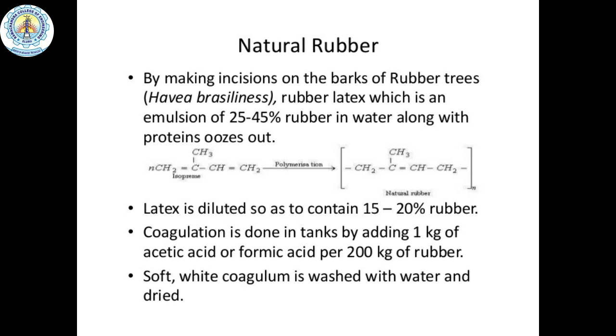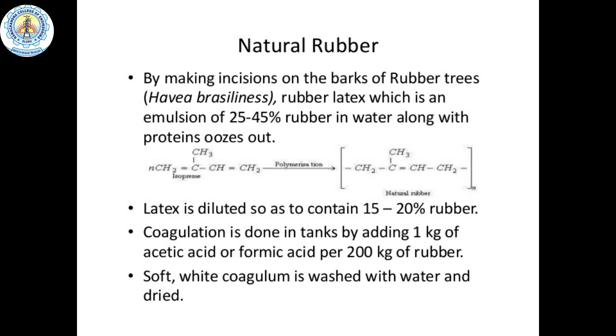That latex which is obtained from the rubber trees is diluted so as to contain only 15 to 20% rubber. Then coagulation is done. That coagulation process is done in tanks by adding 1 kg of acetic acid or formic acid for 200 kgs of the rubber. Then soft white coagulum is obtained. That soft white coagulum is washed with water and it is dried.